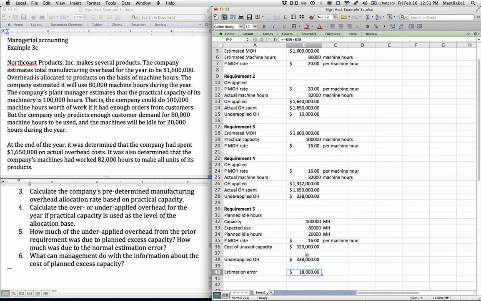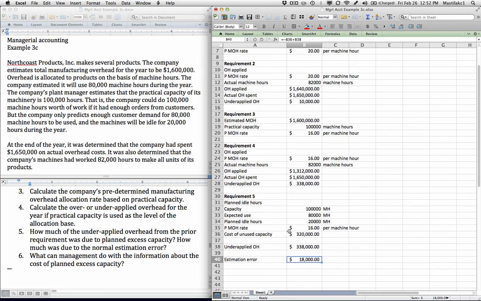So what we learned from this, requirement 6, what can management do with the information about the cost of planned excess capacity? Management can consider this $320,000 as a cost of capacity that we know we're not going to use. Why is that interesting to us? Well, somebody made a decision to commit to $1.6 million of overhead costs. Somebody made a decision to commit to having a certain amount of capacity available. Now, this could be for a variety of reasons. Maybe in the industry that we're in, we have a lot of rush orders and we need some excess capacity because we don't want to have to turn our customers away if we can't offer them short lead time. So maybe we have to have planned excess capacity.